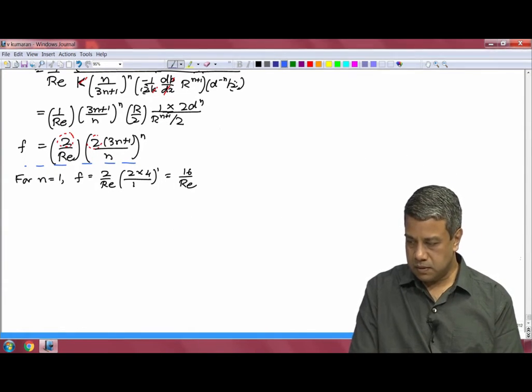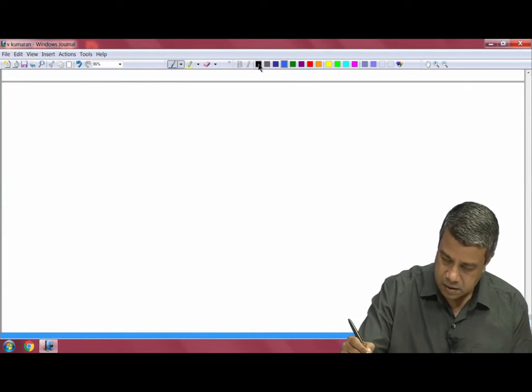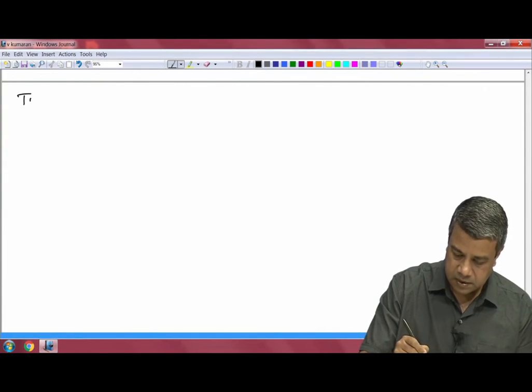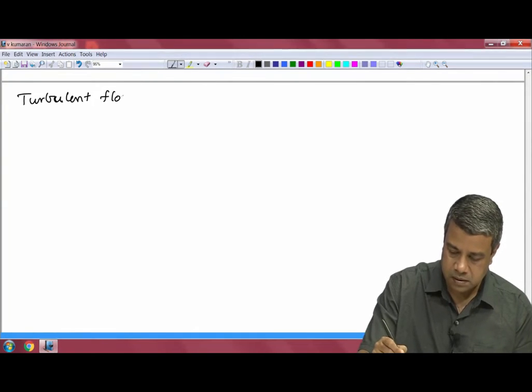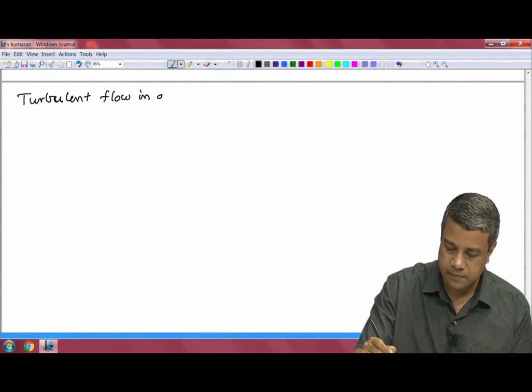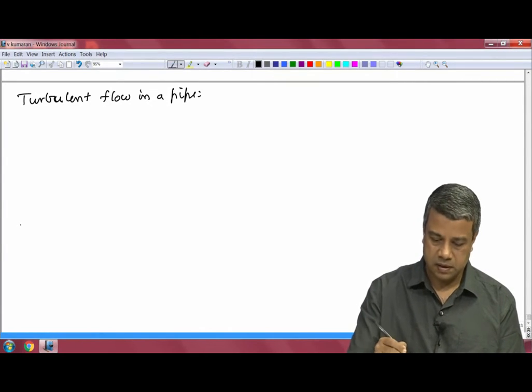So, as I told you, the flow in a pipe is laminar for Reynolds number less than about 2100. When the Reynolds number becomes greater than 2100, the flow becomes what is called turbulent.